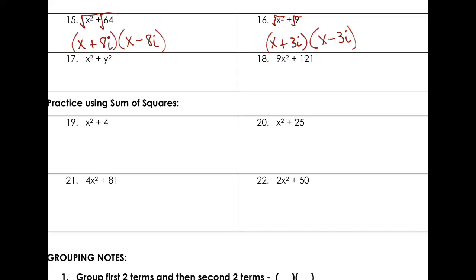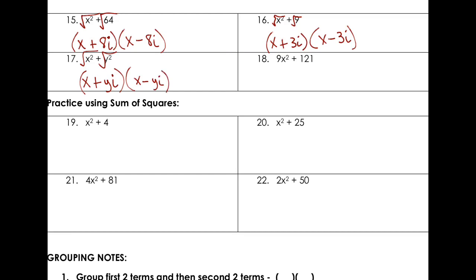17 is x squared plus y squared, both perfect squares. Addition in the middle, so we have a sum of two squares. Take the square root of that, take the square root of that. That leaves me with an x plus y with an i, because there's an addition in the middle. No difference between having a number there on that second term and having a letter. So x minus yi.